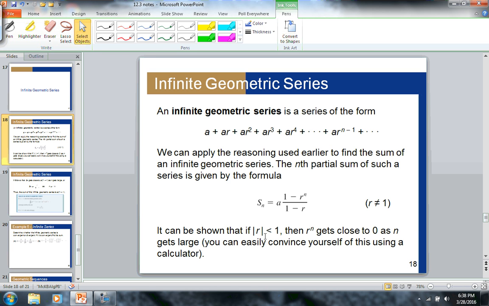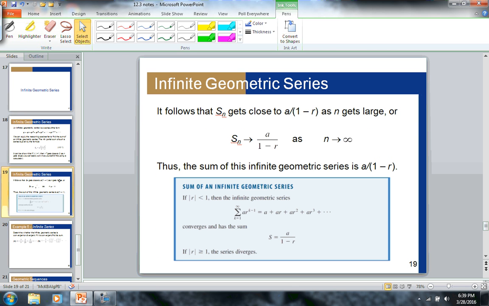And again, we want to try and get our ratio here, the absolute value of our ratio. It can be shown that if the ratio is less than 1, meaning that it's a fraction or a decimal, then r to the nth power, as we keep putting more and more terms into this, we're going to get closer and closer to 0. And you can double check that and play around with that if you want on your calculator. You could pick some decimal and keep raising it to bigger and bigger powers, and we're going to end up getting closer to 0.